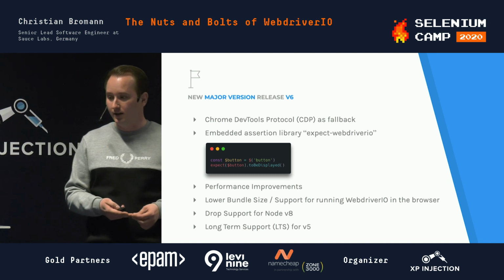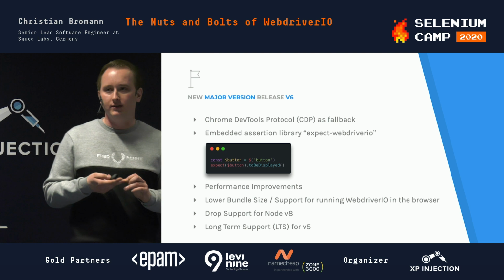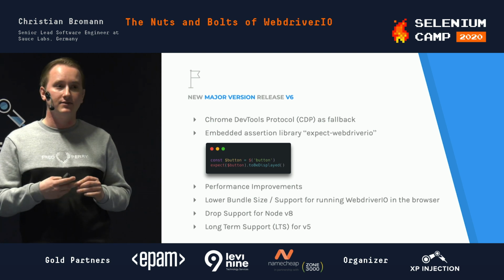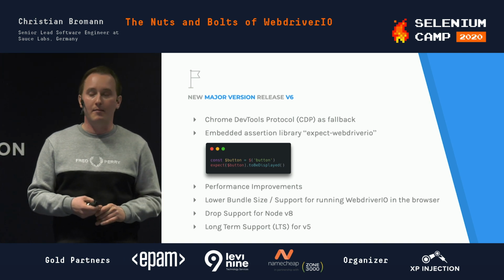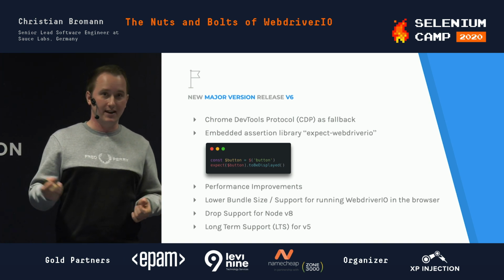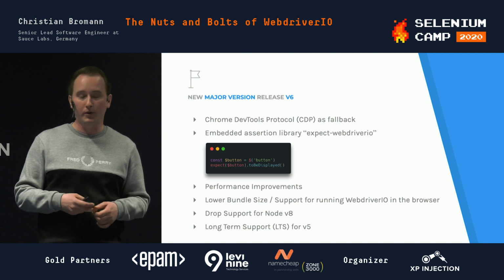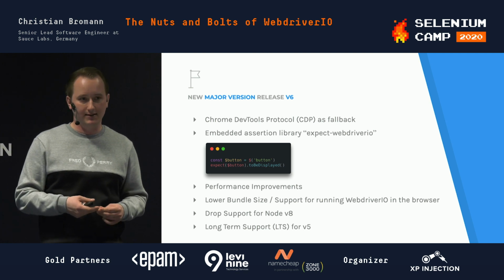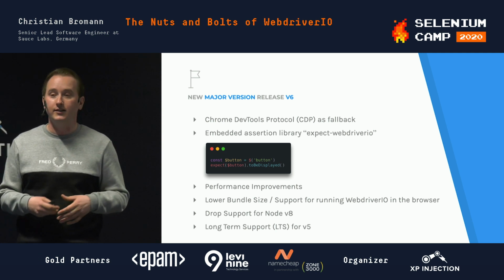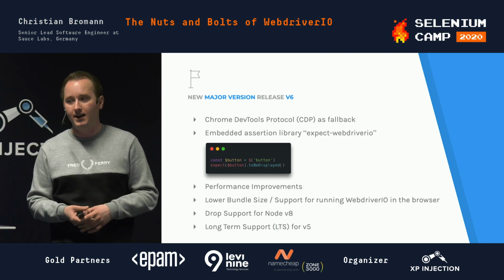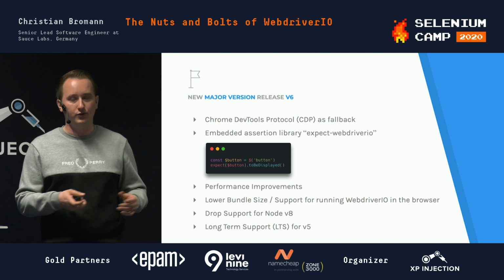We will drop support for Node version 8, because that is legacy and you should not use it anymore. And we will make sure that if you're still on version 5, you can still continue doing so. We will backport all bug fixes until we are releasing version 7 at some point, when we're going to make version 5 a legacy then. So you have a lot of time to upgrade. And this time, upgrading from version 5 to version 6 will not be as difficult as it was for version 4 to version 5.